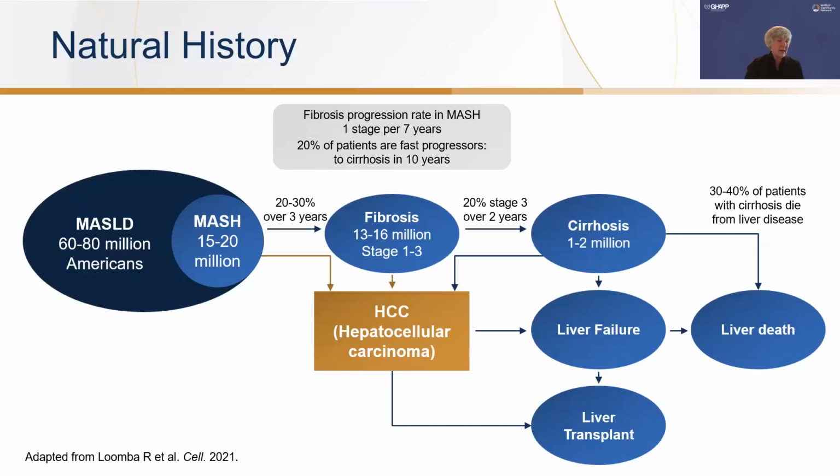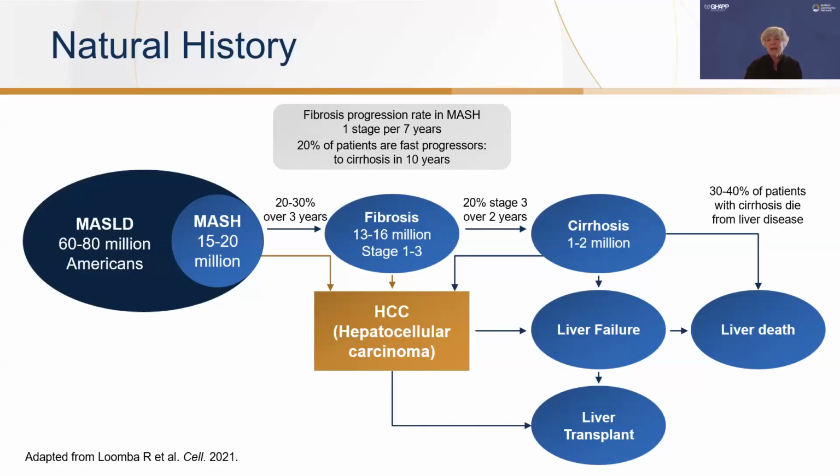What I really want to say here is that progression is variable. We don't really ever know exactly what is going to make a person progress more quickly through stages and become more fibrotic. We can look at the statistics, which say 1 stage per 7 years with MASH, and 20% of patients are fast progressors to cirrhosis in 10 years. But we also know that steatosis in itself can be a benign process, but as other factors are added, some of those cardiometabolic risk factors, that's when we see that progression to MASLD and then MASH.